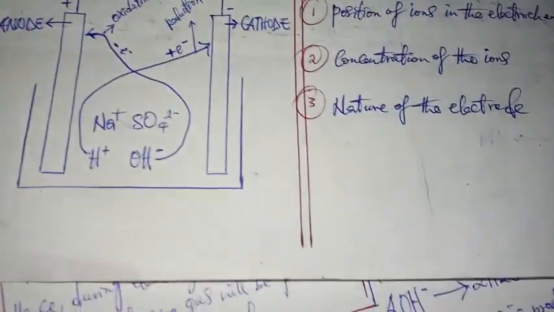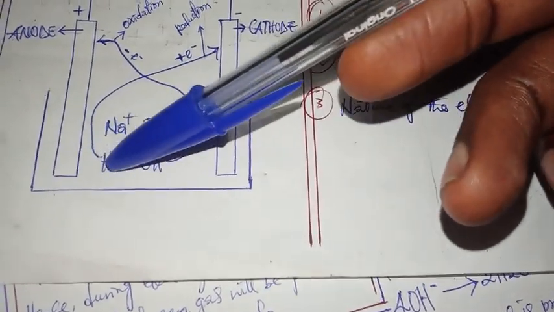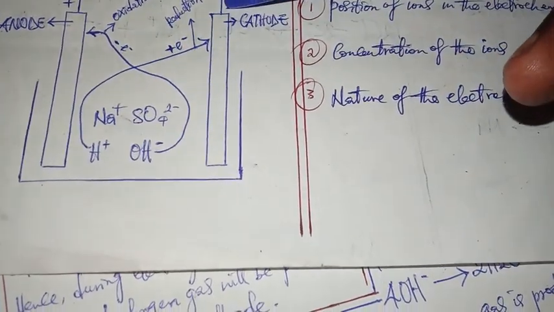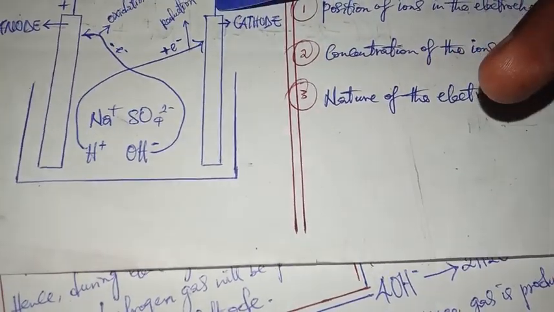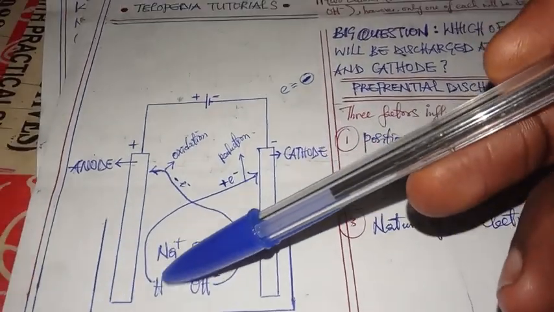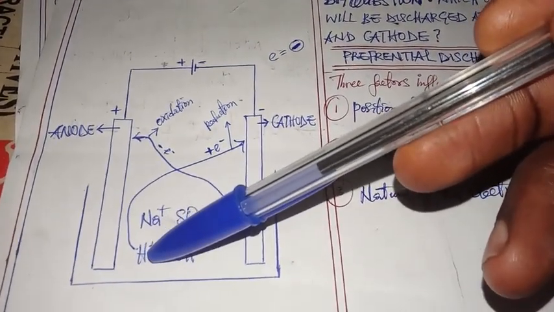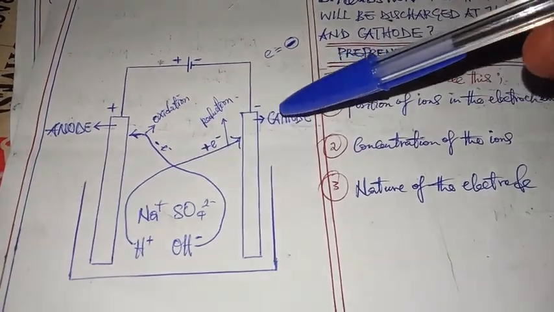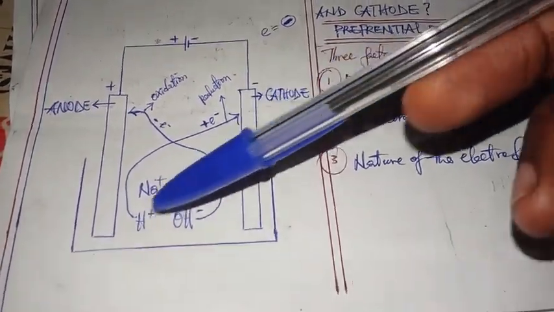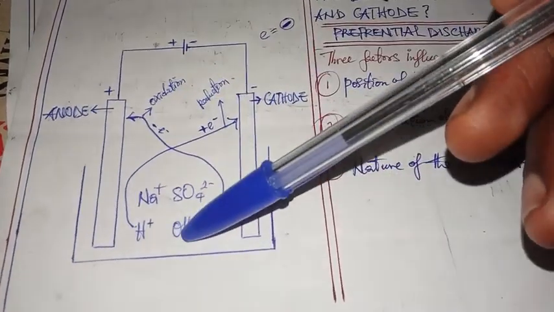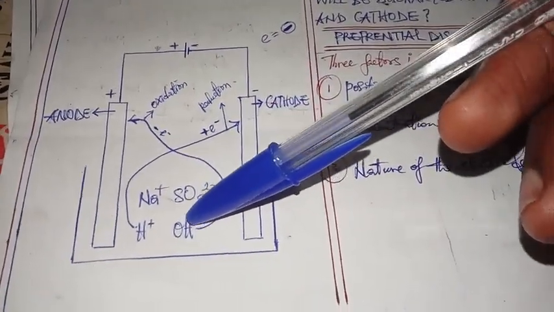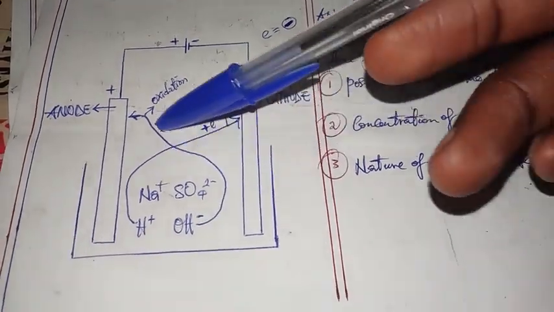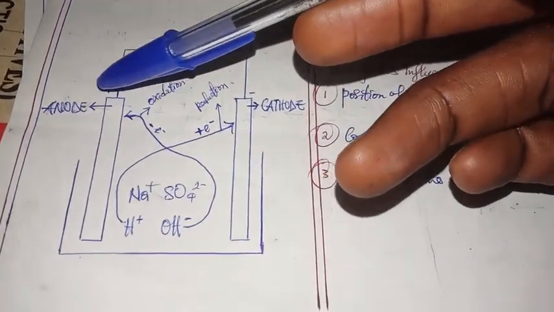Now discharging. Hydrogen ion, which is weak, will migrate to the negative. Opposite ions attract each other. So hydrogen ion, which is weak, will migrate to the negative, which is cathode. Cathode attracts cations, anode attracts anions. And hydroxide ion, which is negative, will migrate to the positive electrode, which is the what? Anode.